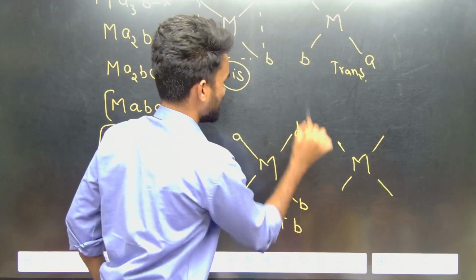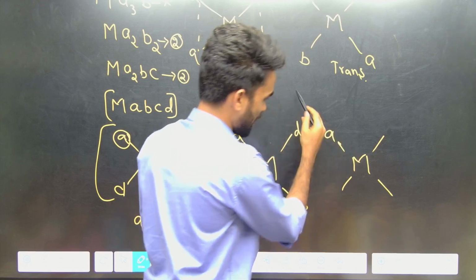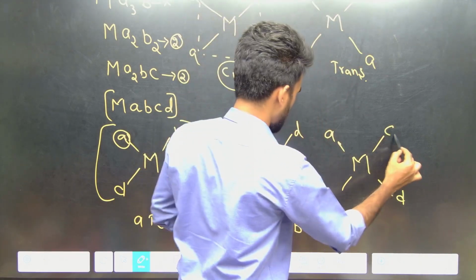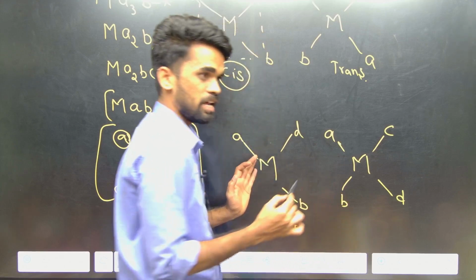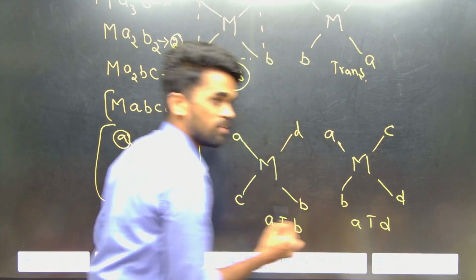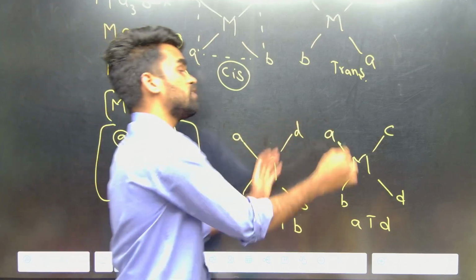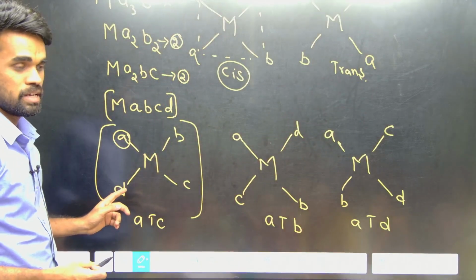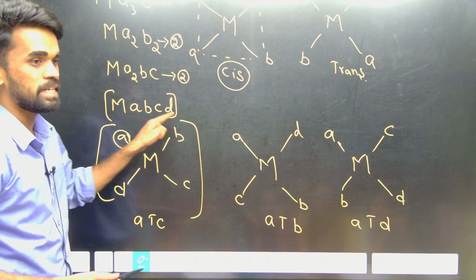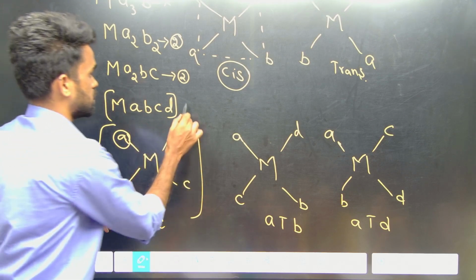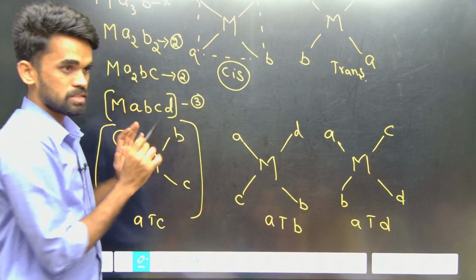Okay, next. This one you tell me. Again you flip. Here it is D, C here, B here. Is this clear everyone? Okay. So A trans D. Clear everyone? So if you rotate one more time, what happens? That is nothing but the first one. It means for ABCD type, how many possible geometrical isomers are there? 3. That's it. Remember this.